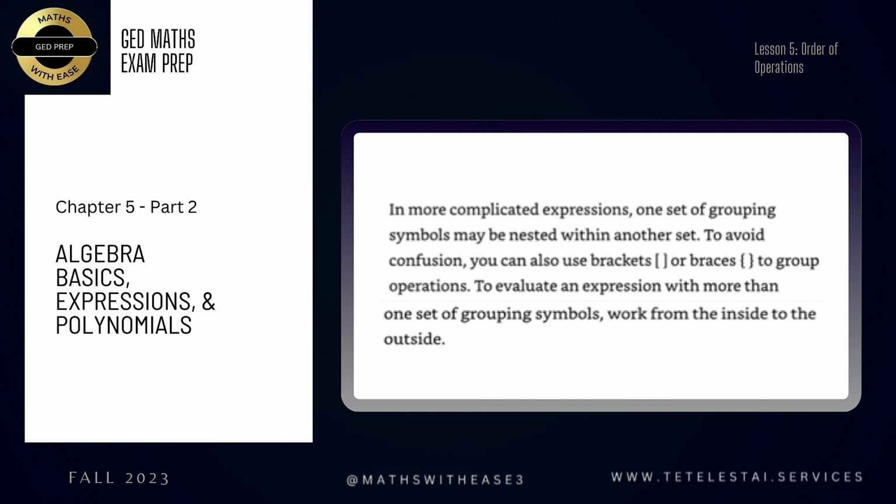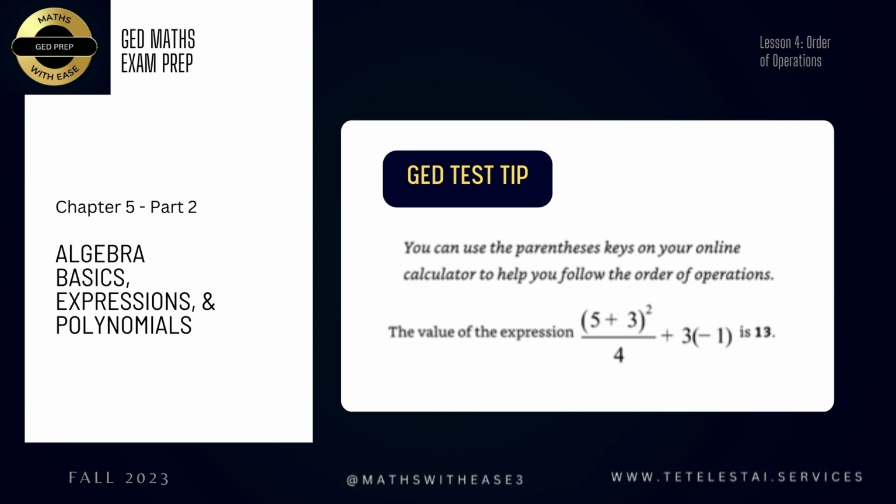To avoid confusion, you want to use brackets or braces to group operations. So here, going back to the previous example, we have 5 plus 3 squared divided by 4. So you want to put this entire expression in brackets. Putting 5 plus 3 squared divided by 4 in brackets lets the calculator know that this entire expression has been grouped together as one term. And it allows it to follow the correct order of operations in your entry.